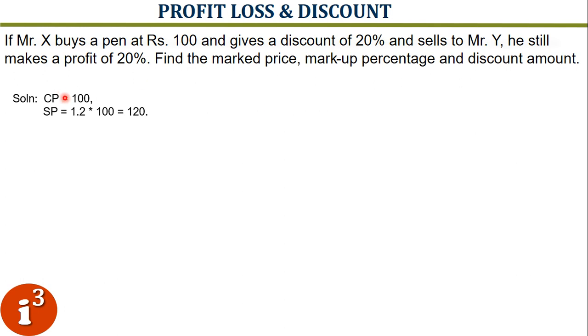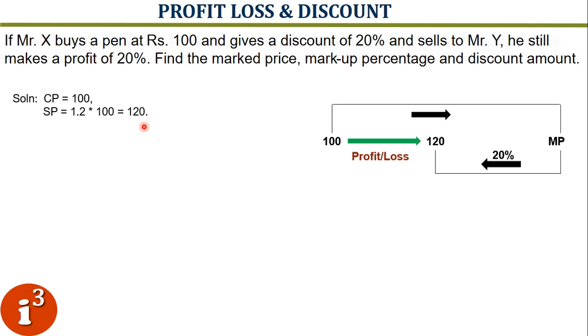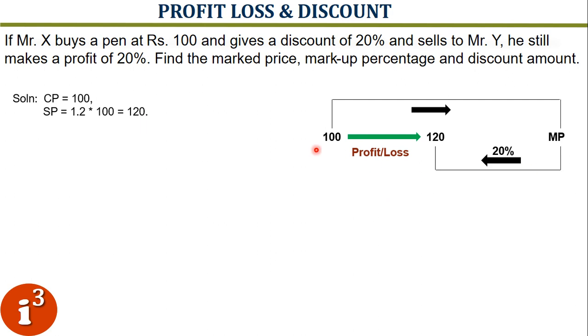So remember that the cost price was 100 and it has been given that he makes a profit of 20%. You make a profit of 20% on the cost price, so what is your selling price? 20% more than the cost price means you multiply by 1.2. So 1.2 into 100 is 120. So this is your figure. 100 was your cost price, 120 is your selling price.